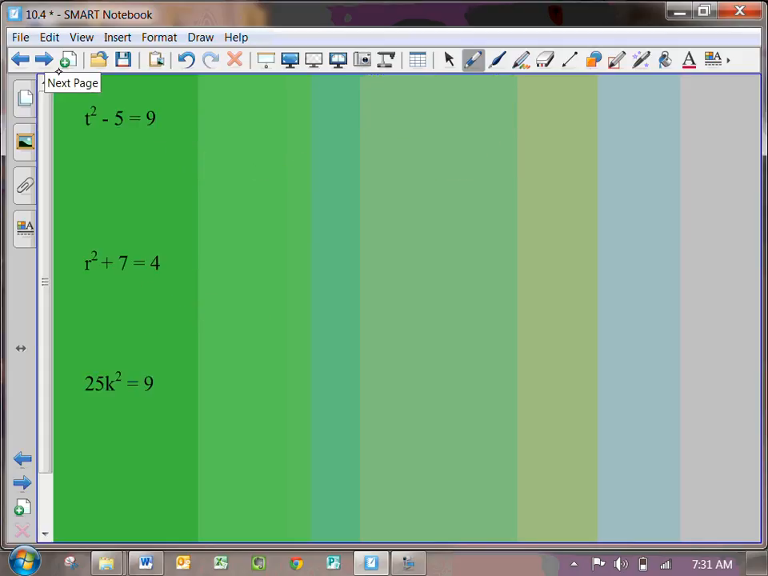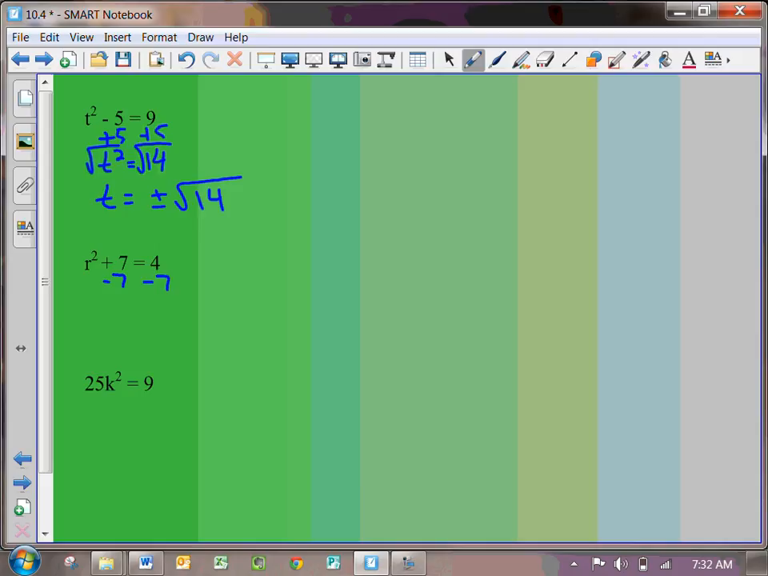So t squared minus 5 equals 9. We want to get the t squared by itself, so we're going to add 5 to both sides. So t squared equals 14. And then you're going to square root that. So t equals plus or minus the square root of 14. And you can leave it that way. It's not a big deal if you leave it that way. You can get the decimal answer, which is going to be like 3.7, somewhere in there, but it's not really important to have that.